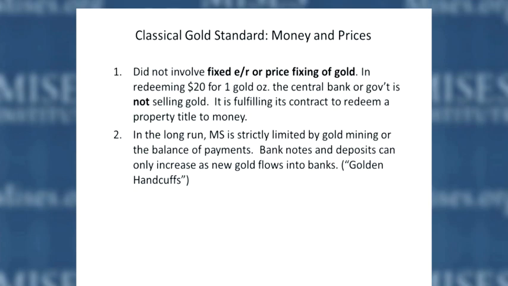And of course, in the long run, once you have a gold standard, then the money supply is strictly limited, not day by day, but certainly in the short to intermediate run, by the amount of gold flowing into the country from gold mines or through the balance of payments. So the gold standard was often called golden handcuffs. There were handcuffs on government that prevented it from arbitrarily manipulating the money supply.